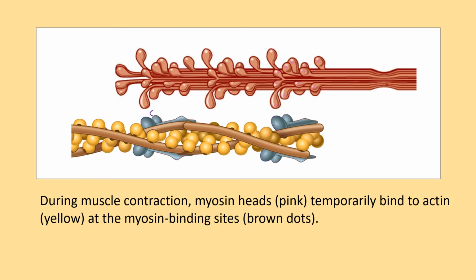There is no calcium bound to troponin, but if there were, and I'm drawing a calcium ion, this is like the world's largest calcium ion. It's not to scale for sure. So calcium will bind to troponin, and that will cause this tropomyosin to rotate. And then all of these little brown dots will be exposed. And that means that these myosin heads are going to bind to actin temporarily.